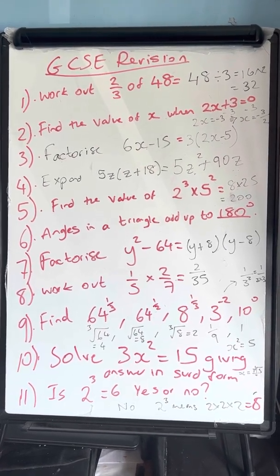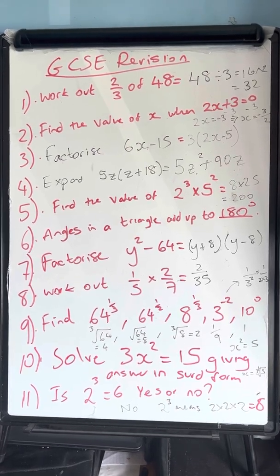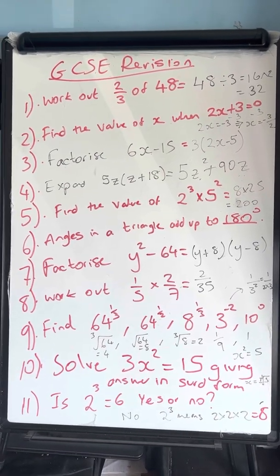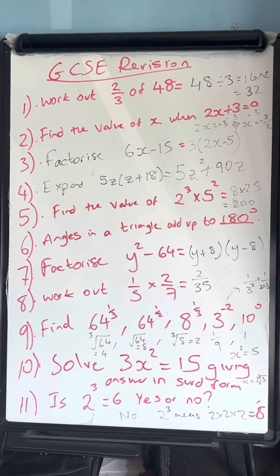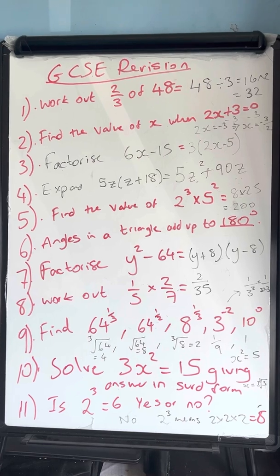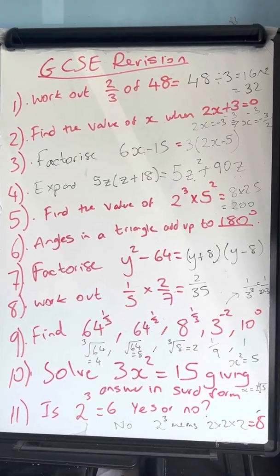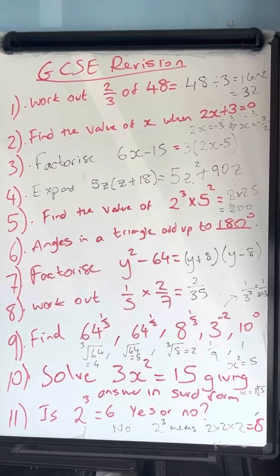2/3 is 16 times 2, so 2 lots of 16, which is 32. Now I can do it another way, which is times by the top and then divide by the bottom. That's also fine. So I can do 2 times 48, which is 96, divided by 3, and I get 32. So either way is fine, guys.